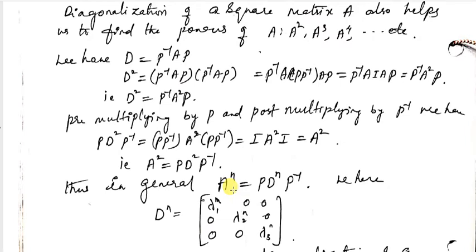So if you want to find the powers of a square matrix, then we can use this relation, that is A power n is equal to P D power n P inverse. If you want to compute the powers of a diagonal matrix, we can consider this relation: D square is equal to P inverse A square P. In general, D power n is equal to P inverse A power n P.